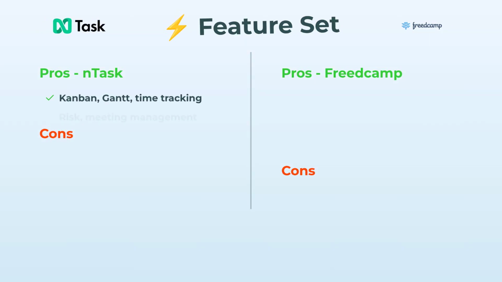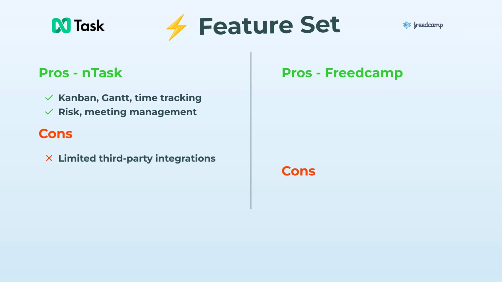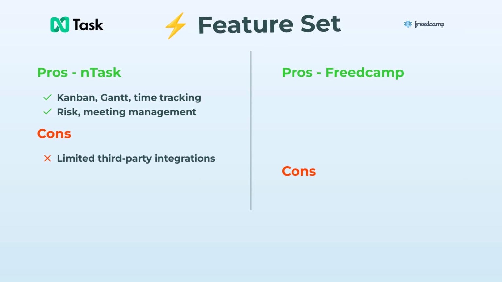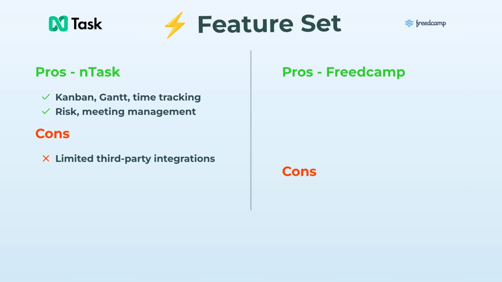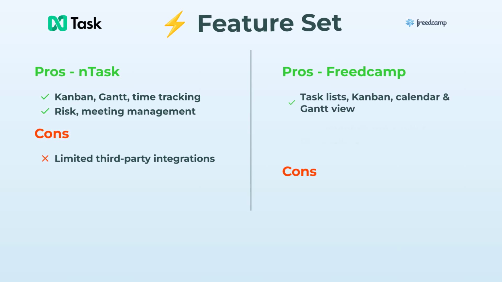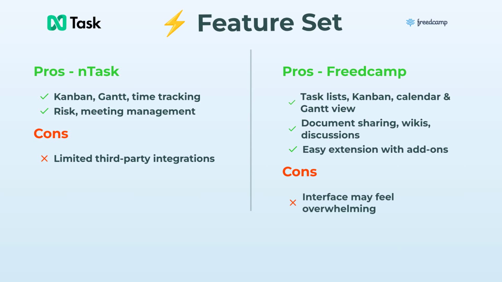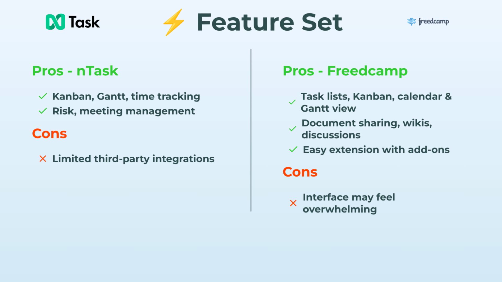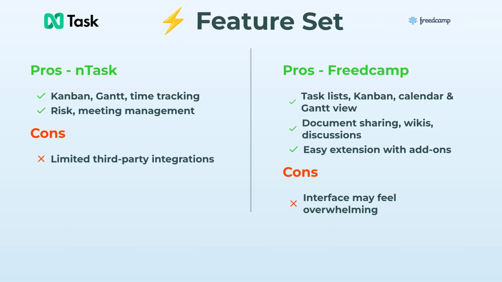Next up, feature set. nTask packs Kanban, Gantt charts, even built-in risk management and meeting tools. That's super organized. But integrations are kind of limited, so it doesn't play nice with as many outside tools. Freedcamp turns everything up a notch. You get task lists, Kanban, calendar, document sharing, wikis, discussions, and you can tack on even more features with add-ons. Yeah, the dashboard has a lot going on, but at least you can tweak and extend it to fit what you need.